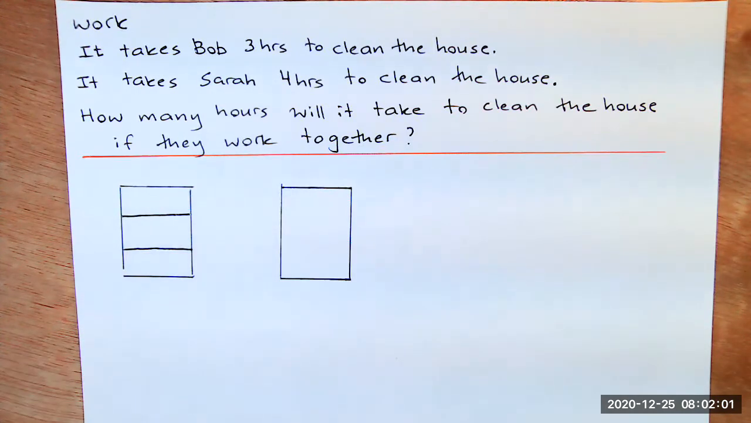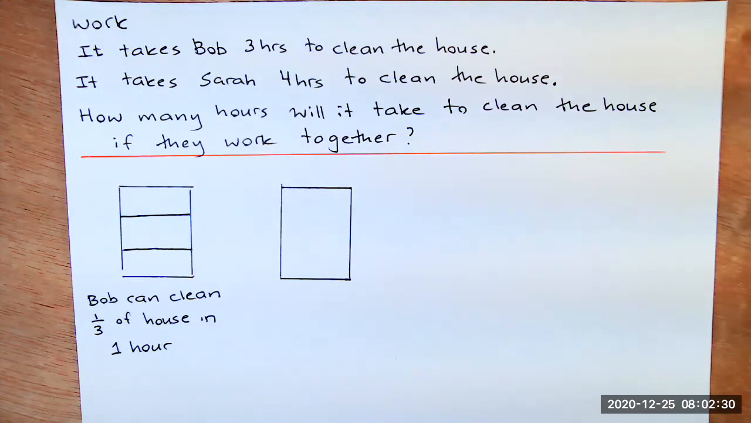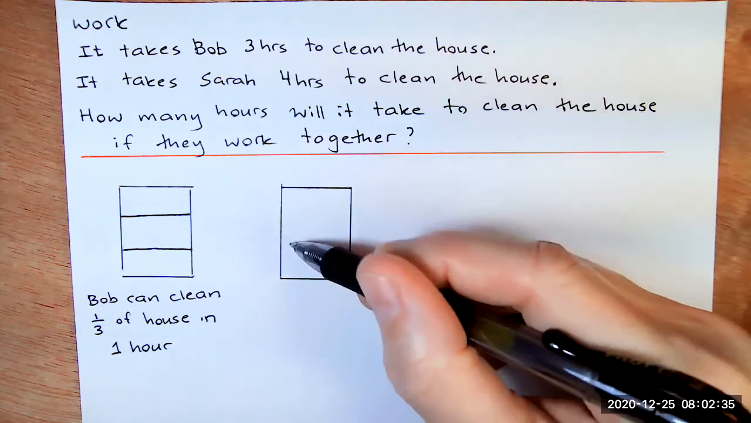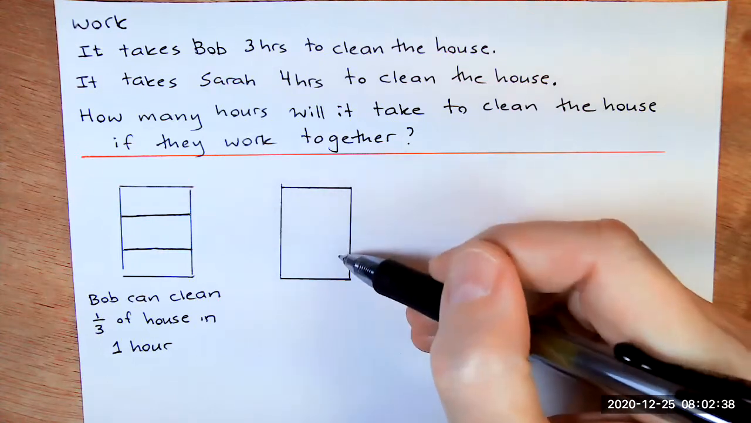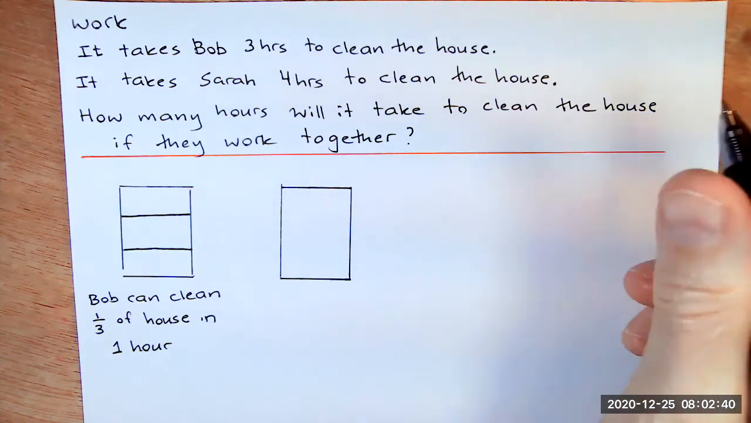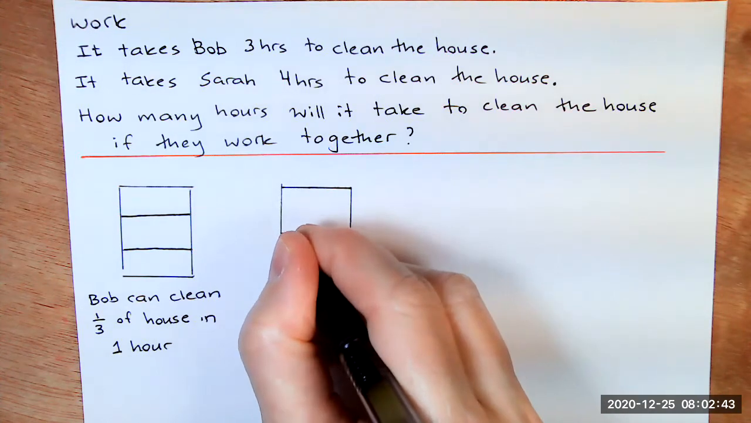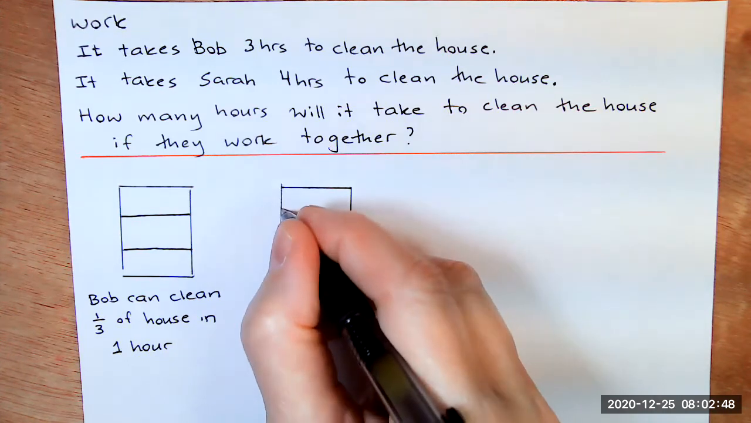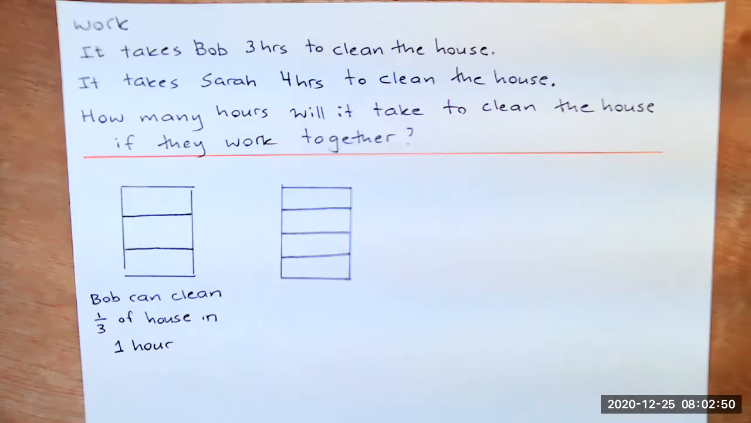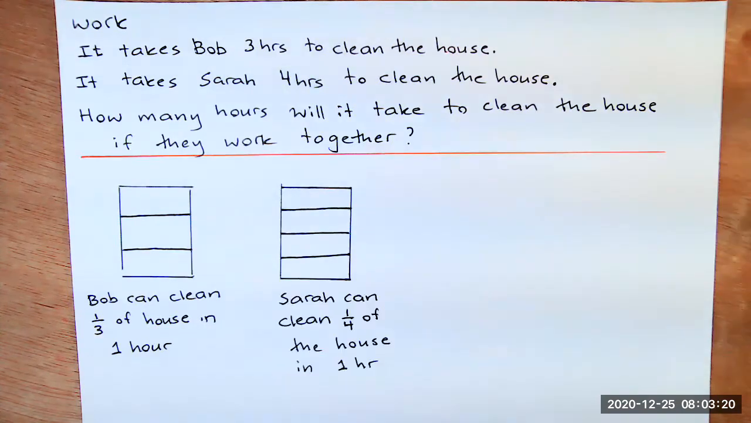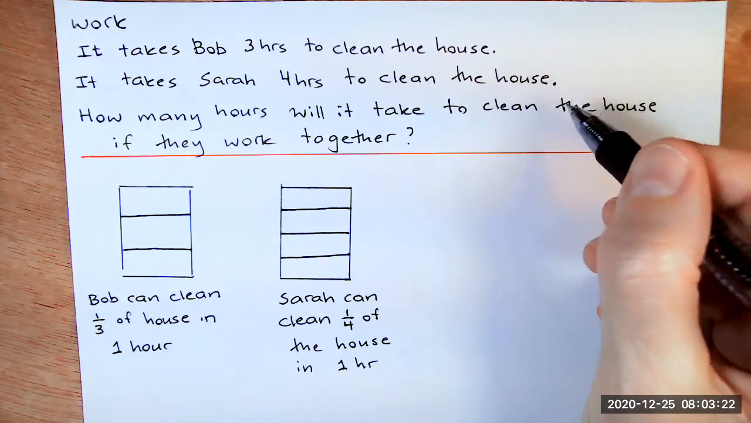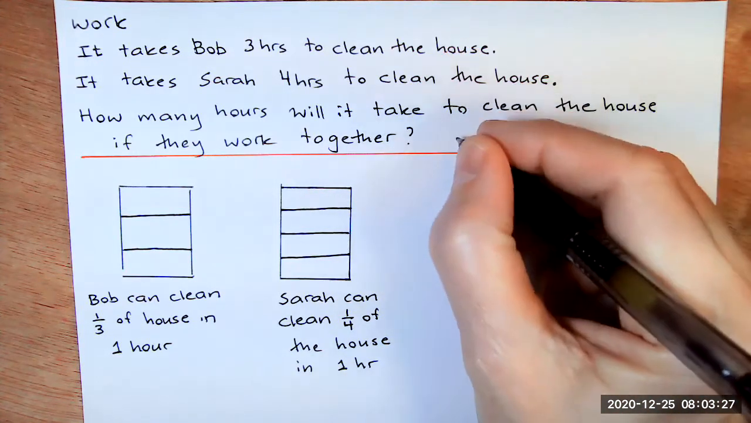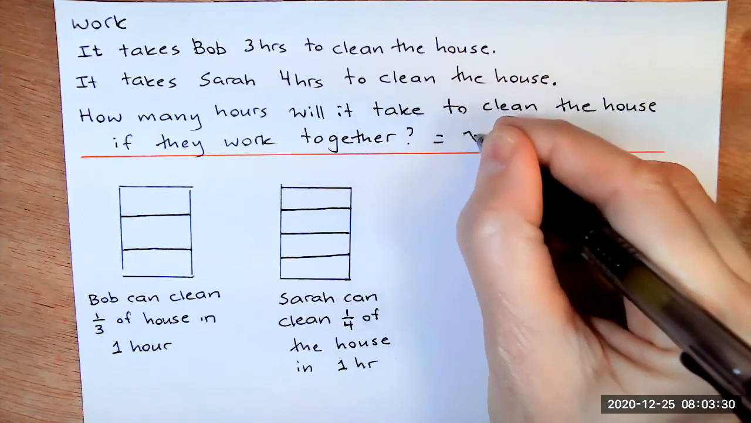Let's write that down. All right, it takes Sarah 4 hours to clean an entire house. So what part of the house can she clean in 1 hour? Well, if it takes her 4 hours to clean the entire house, in 1 hour, she can clean a fourth of the house. All right, let's name our variable. We're looking for the number of hours it will take to clean the house working together.